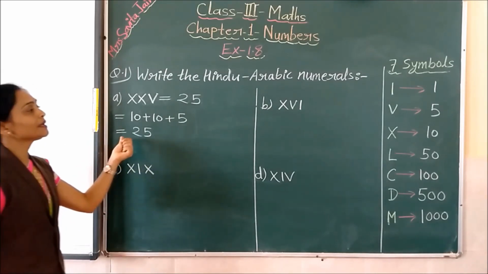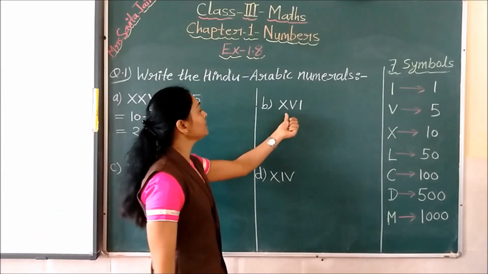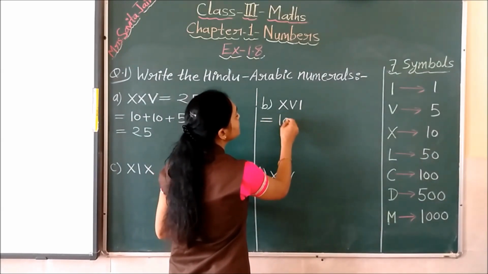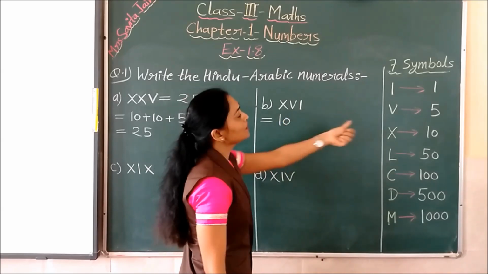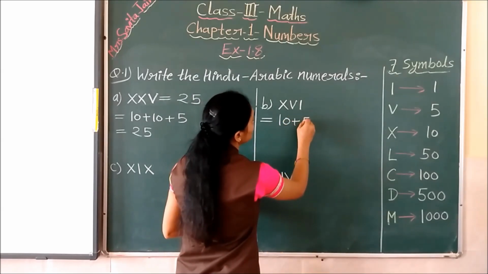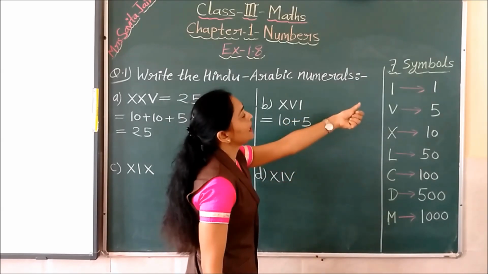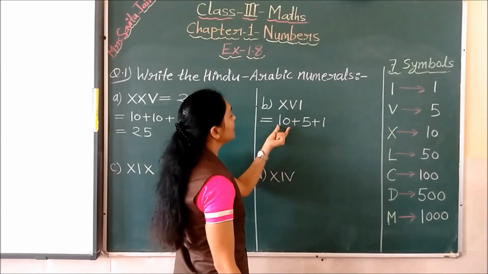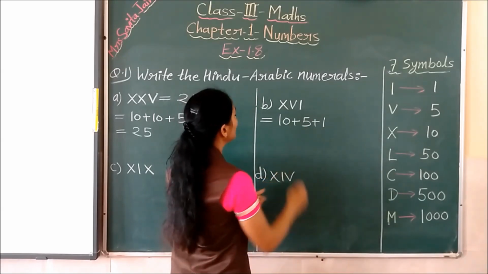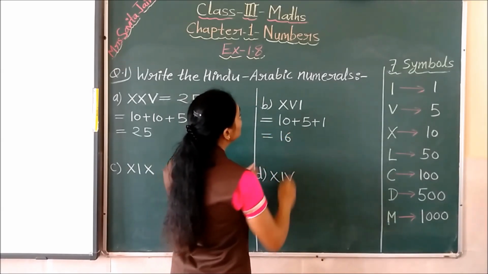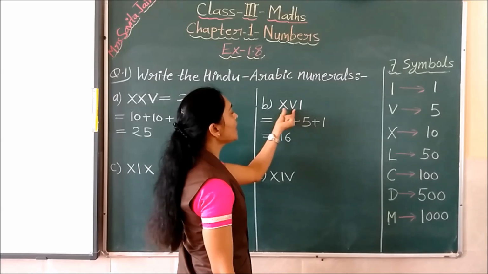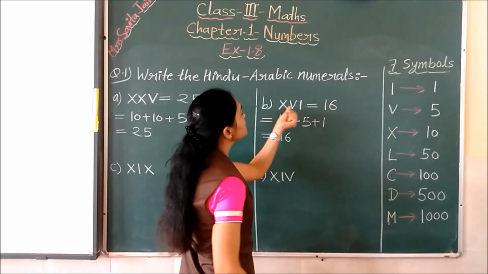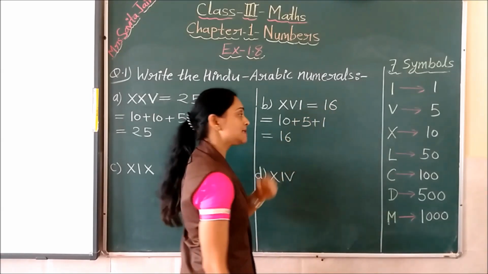Yes children? Now the second question we will see the same way. Here this is X, again 10. So we will write 10. Then V means 5, so plus 5. Then I is equal to 1. So we will add 1. Now 10 plus 5, 15 plus 1, 16. Means if we want to write the Hindu-Arabic numeral for this, it is 16. XVI can be written as 16.